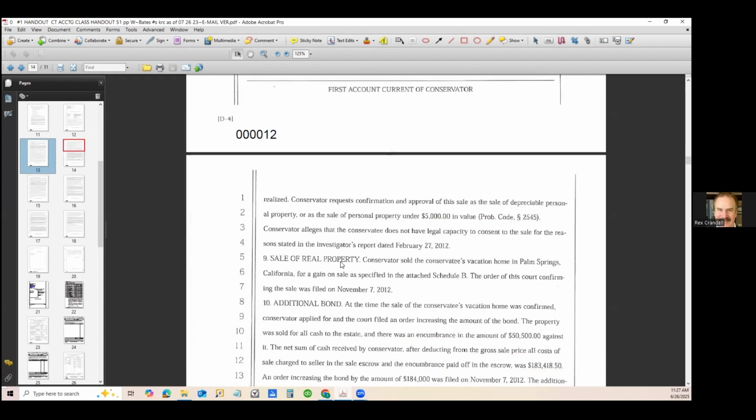Sale of real property. They sold the vacation home. There was a gain. Schedule B shows the gain. The order of this court confirmed the sale. In this case, that tells me it's a conservatorship. So in conservatorships, you always must get court approval before selling the real property, and it is a court confirmation sale.